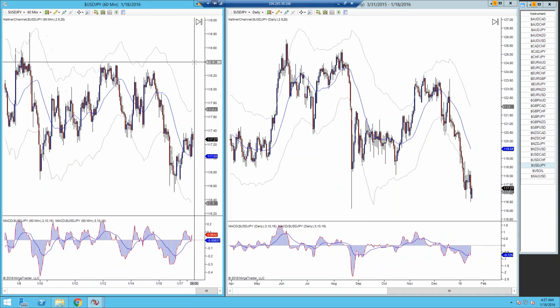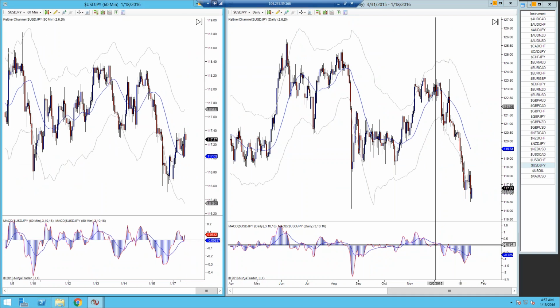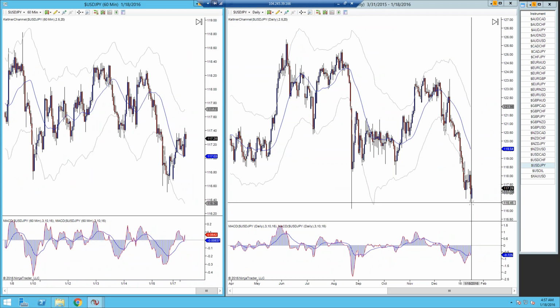All right, looks like we got some support down here on the USD JPY, but I'm not really seeing anything that would be considered important.